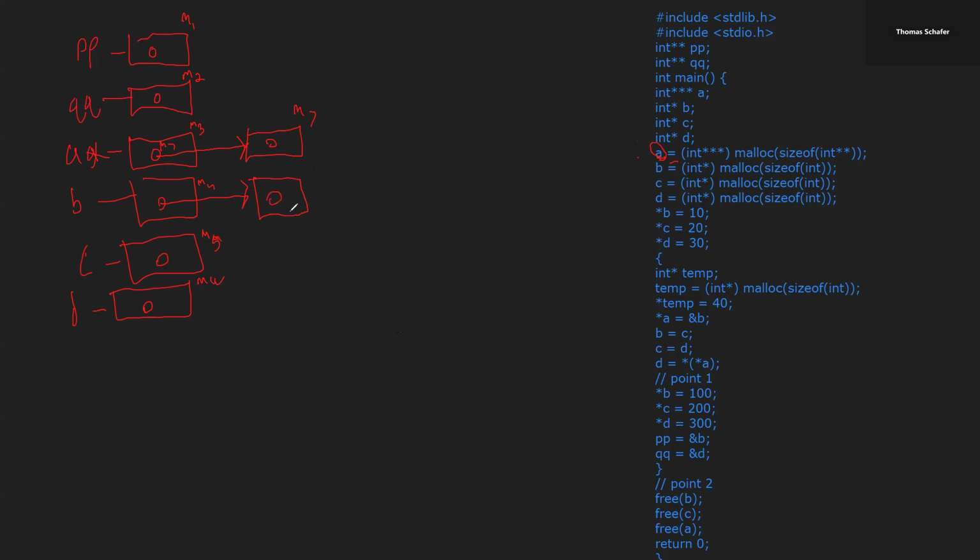And notably, b, when we're mallocing, is pointing to an integer, while here the type of this would be int, and the type of this is an int double pointer. The reason this is cast to int triple pointer is because malloc always returns a pointer to whatever it created. And so we do the same for c. This is M8, M9, and then we do the same for d.